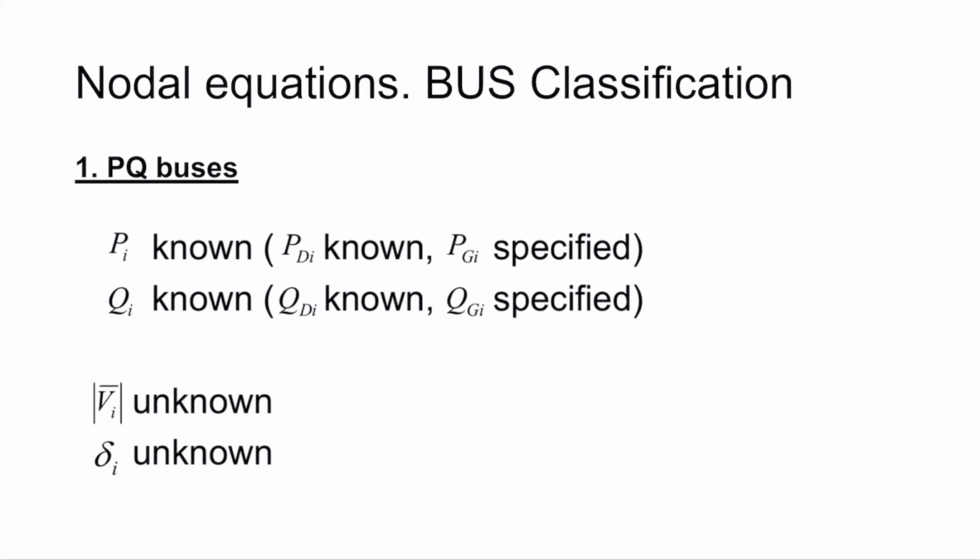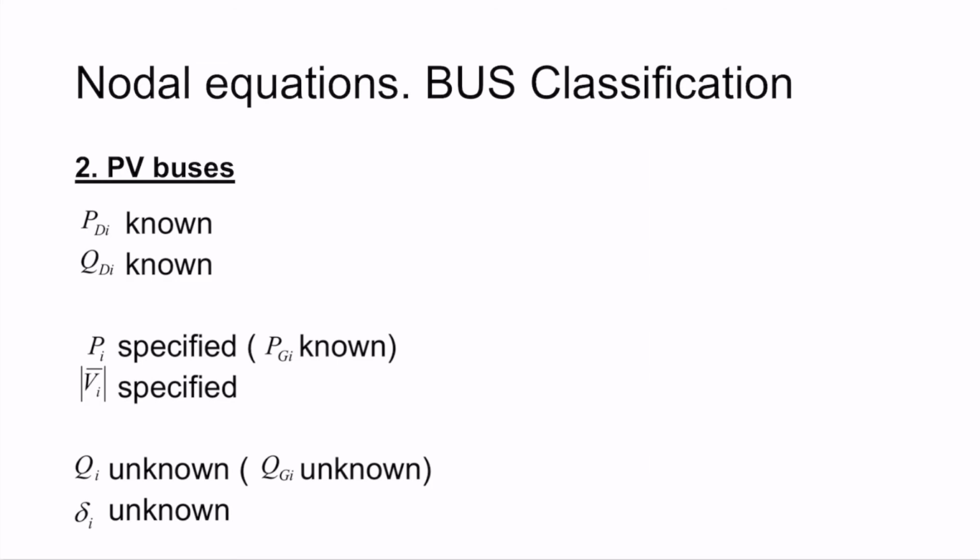The first class of bus is known as a PQ bus. PQ bus means we know active and reactive power injection. Knowing the active and reactive power injection means we know demand, whether we have it or not, and generation, whether we have it or not. I say here power is specified because we will see this power can be changed, but for our goal in this module, this power is given in PQ buses. If we know P and Q, we don't know V and delta.